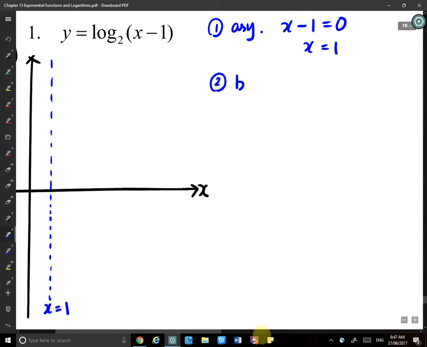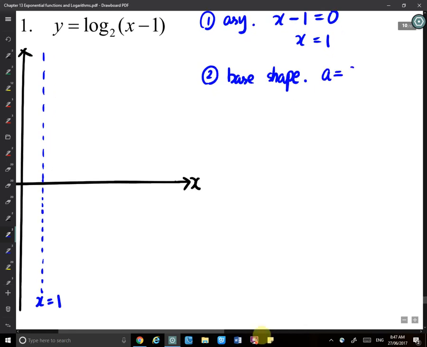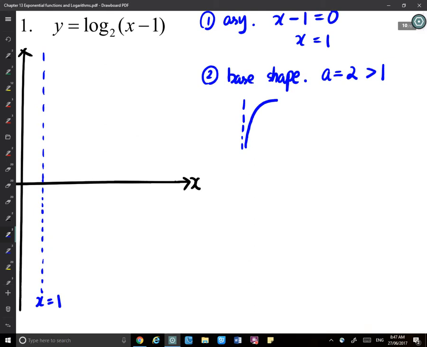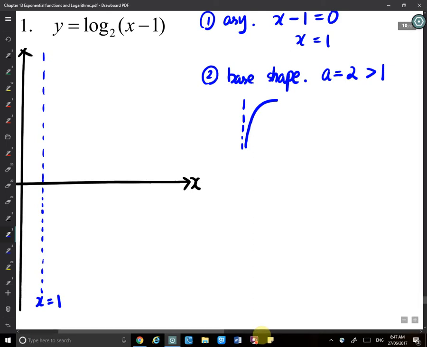Number 2, base shape. The base is lowercase a equals to 2, that is greater than 1. Then the base shape is this shape. That is the base shape. Number 3, capital A equals to 1, no reflection. Number 4, lowercase k equals to 1, no reflection. So the shape of the graph is just like that.